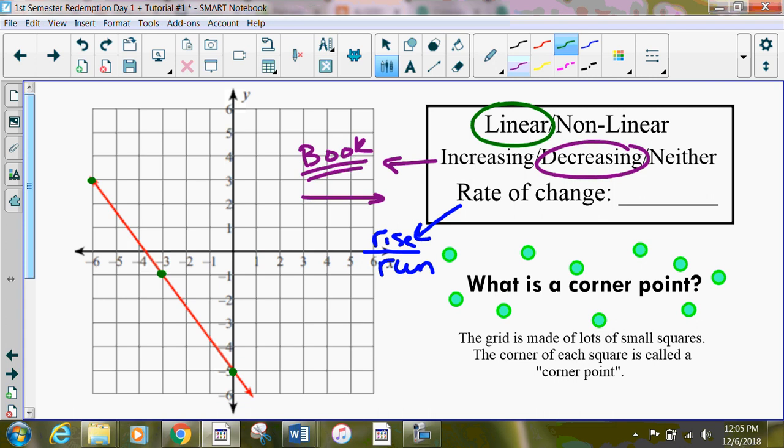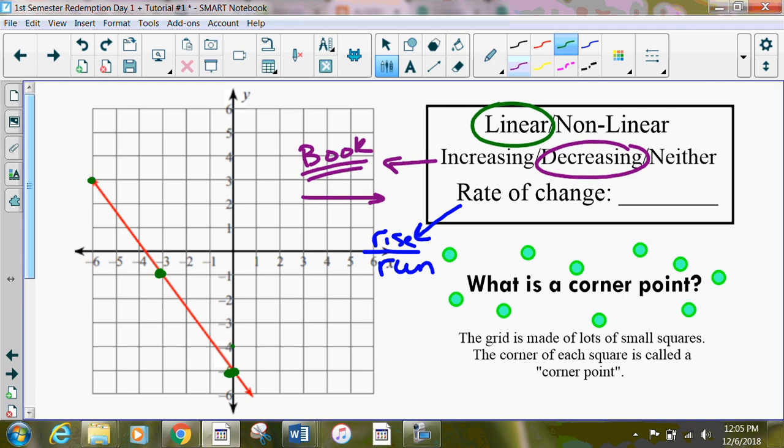So once we find the corner points, we want to know, hey, how can we get from one point to another? So let's look at this point and this point. I'm going to ask myself, how much do I rise? So let's see, I'm at my low point. How much do I rise?